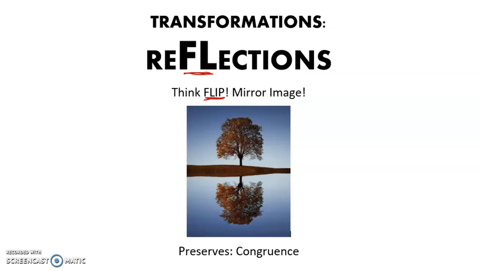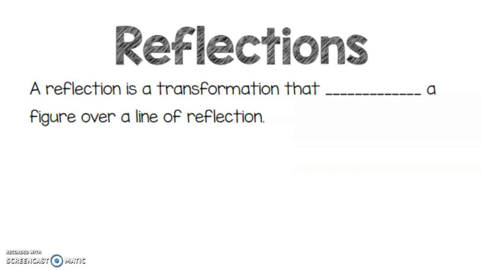Reflections preserve congruence, so the shape is going to stay the same shape and same size. We're just going to flip it so it's facing a different direction and in a different location. All right, so here we go. A reflection is a transformation that flips a figure over a line of reflection. You might know that as your line of symmetry, your line of reflection. That's where you would fold it and create the mirror image.